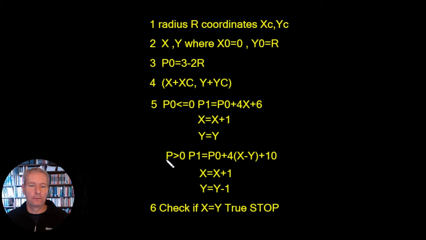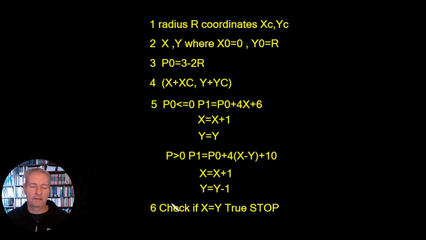Now if the value for our decision variable P0 is greater than 0, then the value for P1, the next decision variable, will equal P0 plus 4 times the value of x minus y plus the value of 10, and x is equal to x plus 1 and y is equal to y minus 1. We continually go through this loop until we check whether x is equal to y. If x is equal to y, then we stop and that's the end of the routine. If it isn't, we go back up to the beginning.